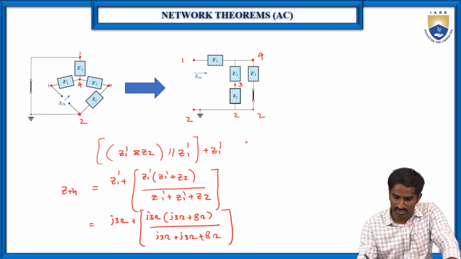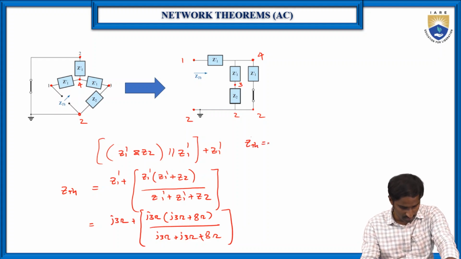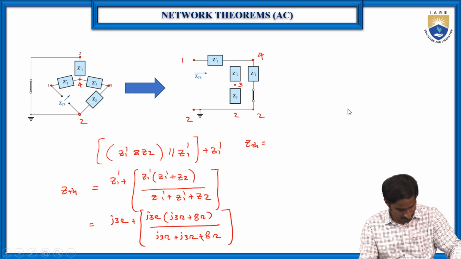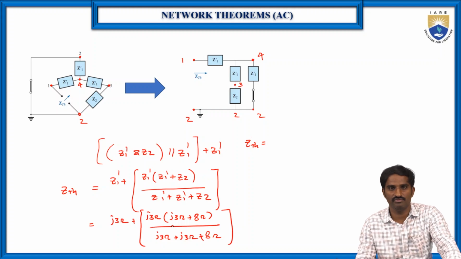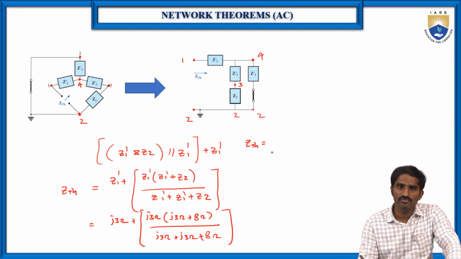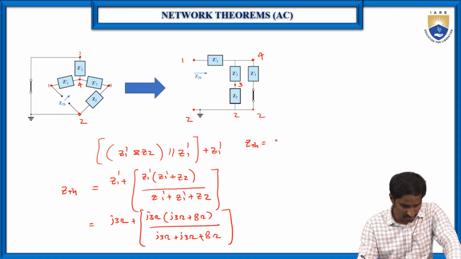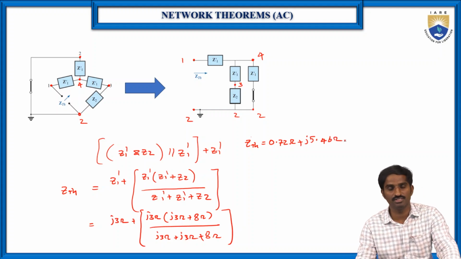Then if you simplify this, you will get the Z Thevenin's value. Finally, by simplifying this, the Z Thevenin's value that you will get is Z Thevenin equal to 0.72 ohms plus j5.46 ohms. This is the Z Thevenin.